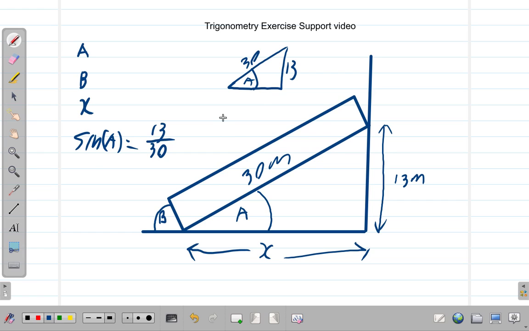Now how do you get angle A? Angle A will be the sine inverse of 13 over 30. Alright? So sine A is a certain number. You know the number. What is the angle whose sine is that number? You just sine inverse the number. So angle A is the sine inverse of 13 over 30.